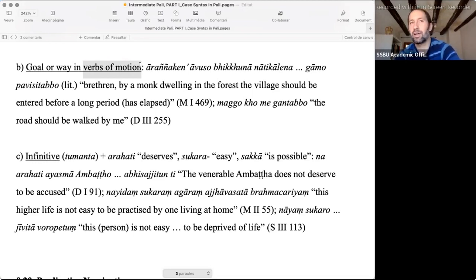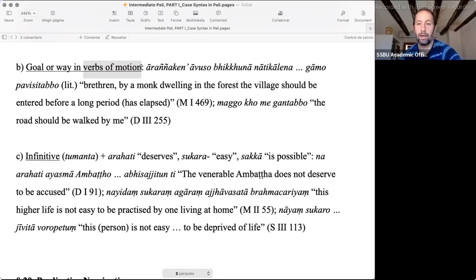Then you can ask, how can you say gamam in the accusative, the dutiya vibhakti? Gamam, is that the object? Is that the kamma of gacchami? In a way, yeah. In a way, it's the kamma, because it's the goal in this case. It's the object of my movement. So it's the kind of object or objective or the destination, the final point of my movement. Something like this. One example: Aranyakena avuso bhikkhuna natikalena gamo pavisitabbo. And here the example is gamo pavisitabbo.